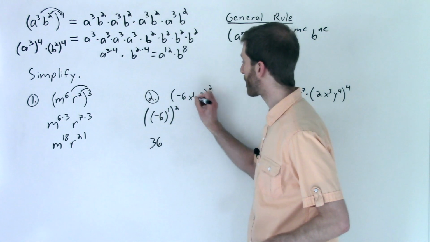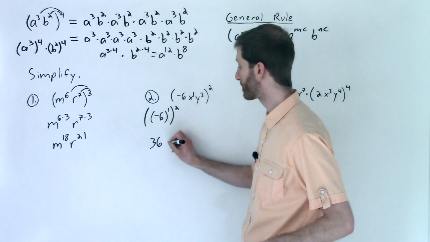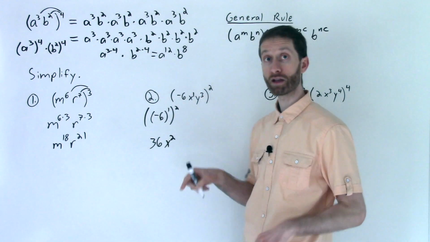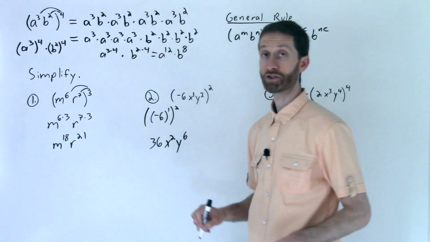Then x doesn't have an exponent, which means we know it's raised to the first. 2 times 1 is 2. So that's x squared. And then 2 times 3, 3 being the exponent of the y, is y to the 6th. And that is your final answer.